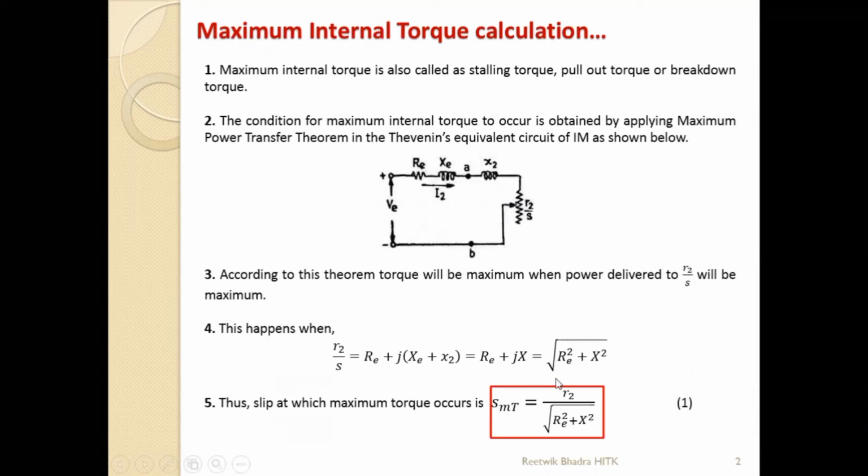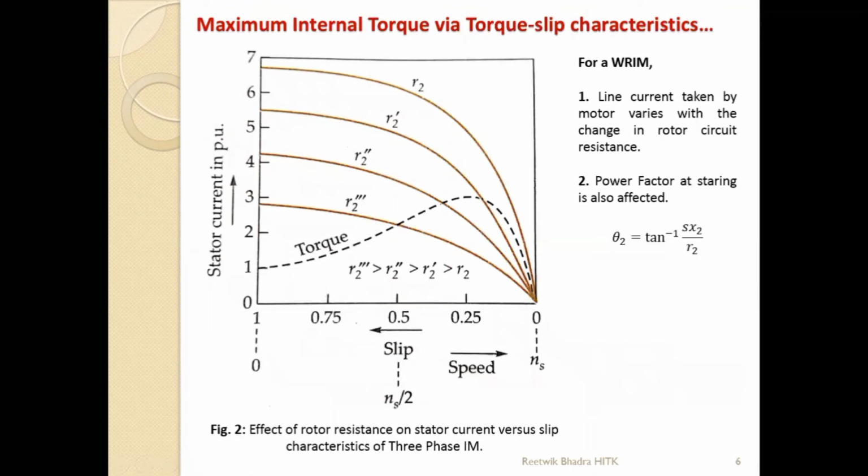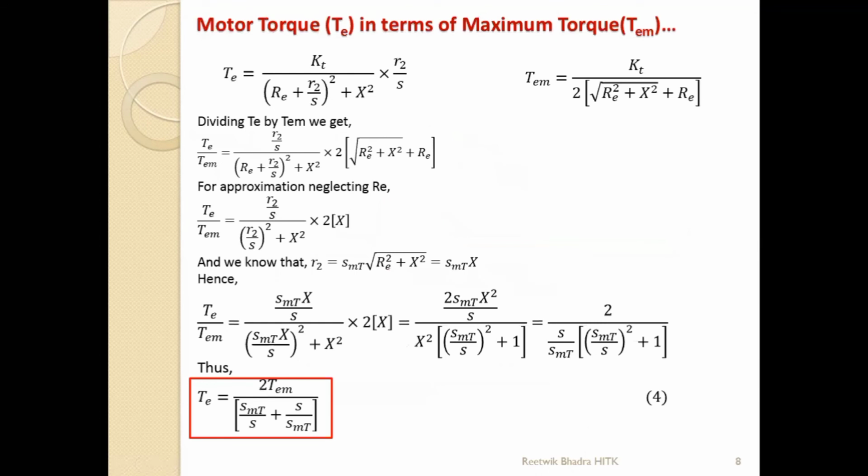Root over Re plus x square, Re plus jX was equal to this one. Okay. Now since Re is neglected, you can neglect this Re. So square root of x square is given by square root x only. So R2 is equal to SmTx. So wherever you are getting R2 in this equation, replace it by SmTx. So SmTx by x, as the first term becomes, the lower term R2 is replaced by SmTx, so SmTx by s whole square plus x square into twice x.